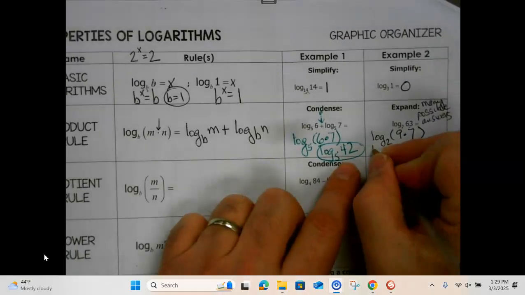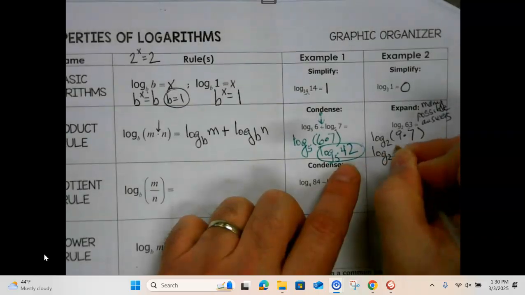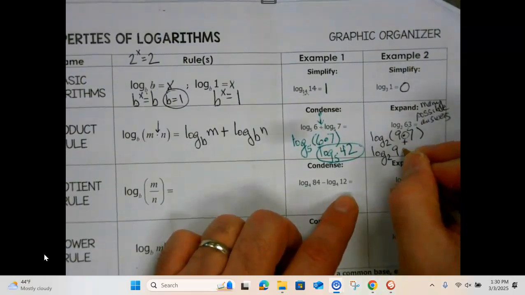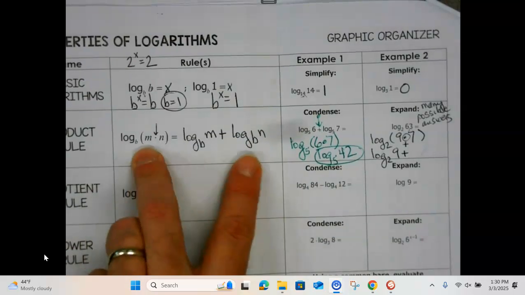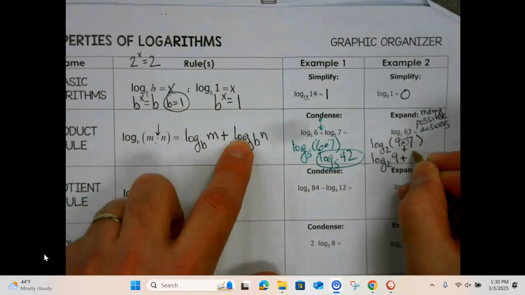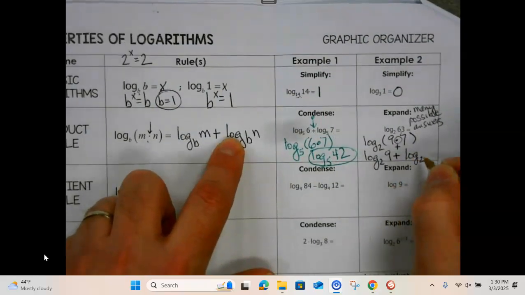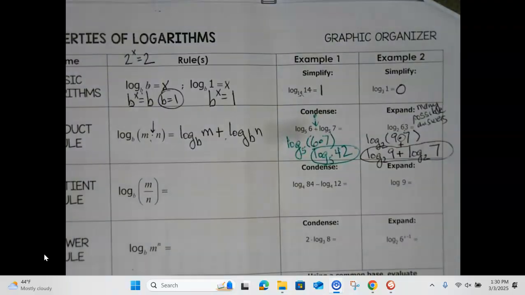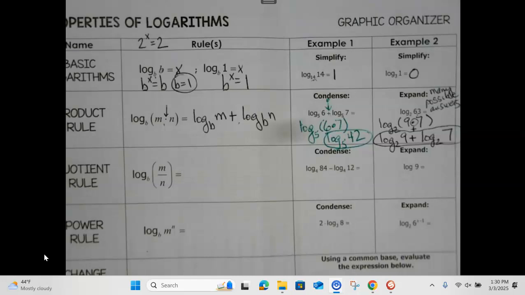So we're going to start writing this, and when we get to the multiplication dot, it becomes addition, okay? We're just going from this to this. And so once you put the plus in, we write the log again with the second number, because expand means more than 1 term. In condense, you're only going to have 1. So that's where the whole get bigger, get smaller is going to come from. And it's going to happen with this quotient rule as well.